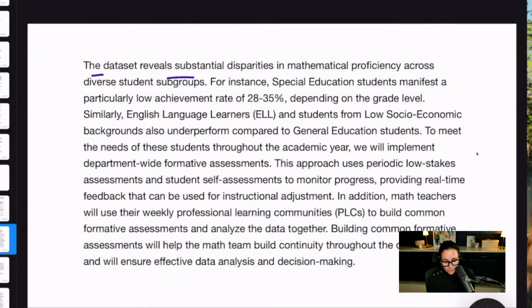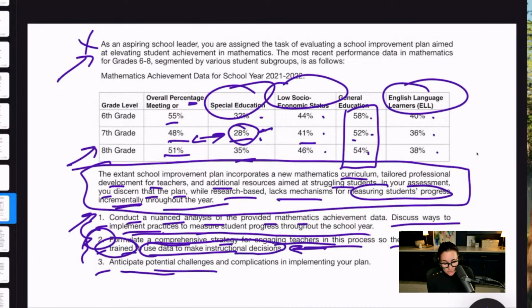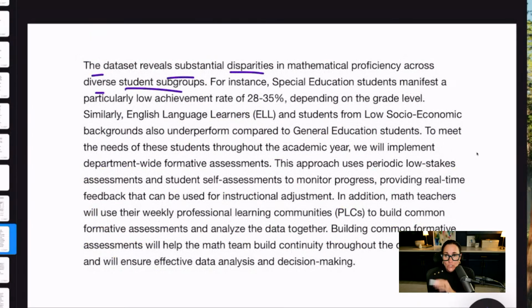The data set reveals substantial disparities in mathematical proficiency across diverse student subgroups. And that is true. That's a nice intro thing here. We've got some subgroups here: special ed, low SES, and ELs, or ELLs, depending on where you're teaching. And you can see there are gaps there, right? So that is true. But now we need to get specific. You can't just say there's gaps. Use words like for example and for instance right after you make a general statement. This will tell the grader, oh, they're about to get specific, which is in the rubric. You have to meet this in the rubric.